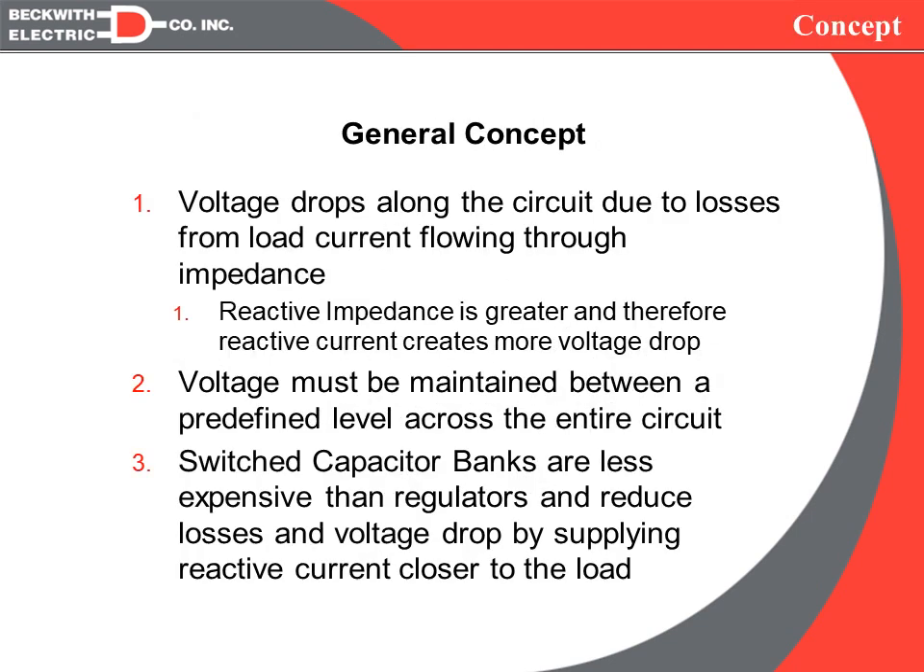So starting with part number 1 of the session, we're going to just go over the general concepts again. And that is that the voltage is going to drop along the circuit due to losses from load current flowing through the impedance of the circuit and the transformers and so forth. And reactive impedances are much greater than resistive impedances on the distribution system, and therefore your reactive current flow will cause a greater voltage drop than your real current flow.